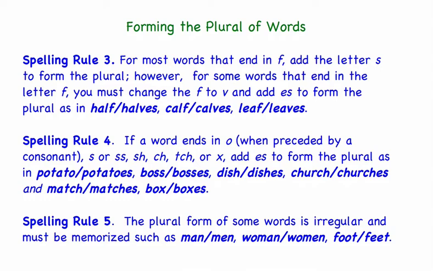Now in the word dish, to form dishes, we add ES because SH, also you add ES to form the plural when a word ends in SH. Same with CH and TCH. If you have a word that ends in CH or TCH, to form the plural of that word, add ES, such as churches and matches. And then finally, X. If a word ends in X and you want to form the plural, like box, you have to add ES.